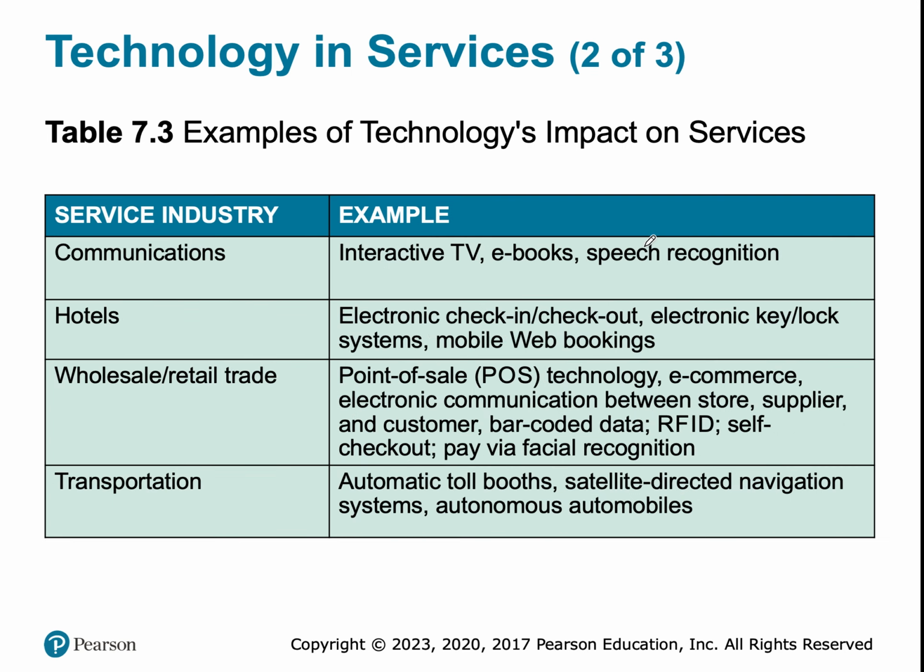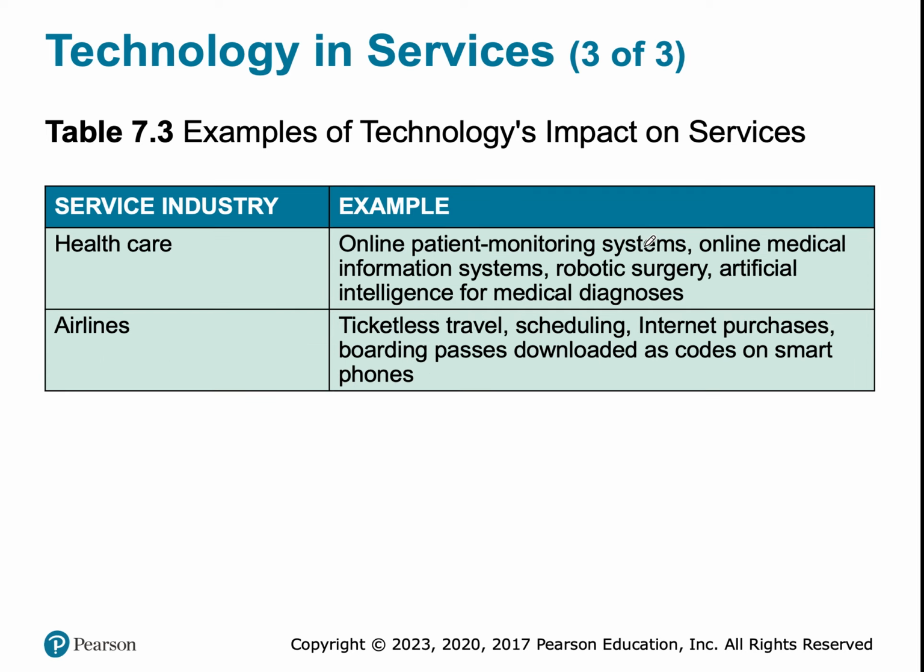So we talk about transportation. They are used for automated toll booths, satellite-directed navigation. When you talk of Waze for navigation, Google Maps for navigation, all of these are technology in service for transportation. You talk about healthcare. They now have online patient monitoring systems. We have online medical information systems. We have robotic surgery now. Robots perform surgery. We have artificial intelligence for medical diagnosis.